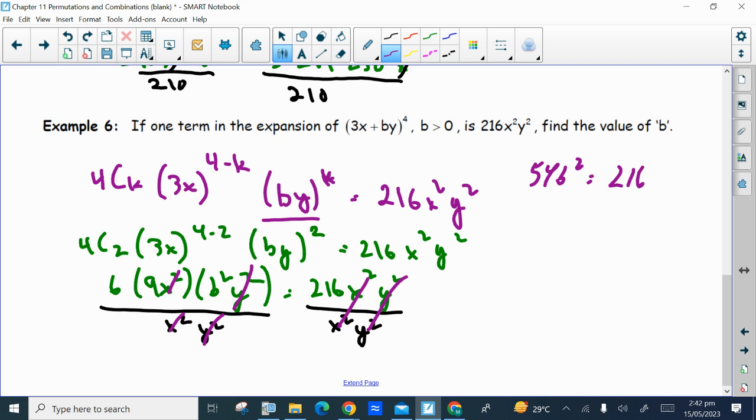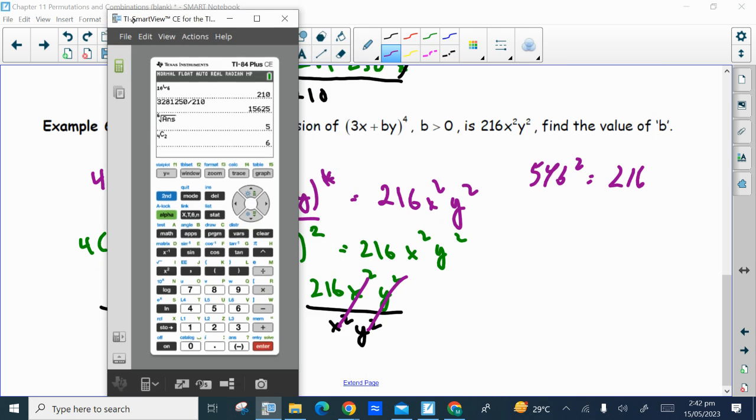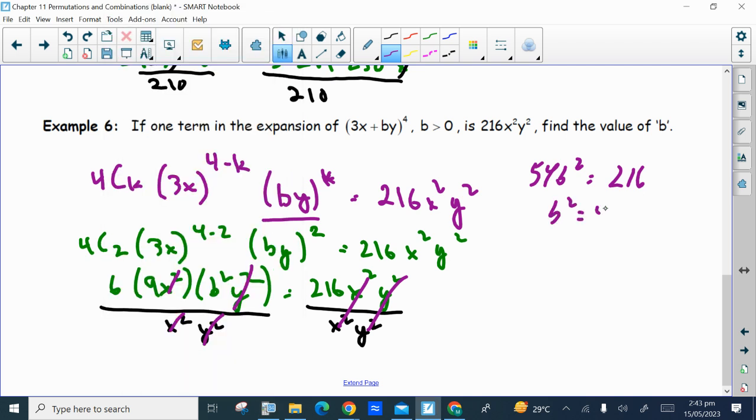Divide both sides by 54. b squared will equal 4. And normally when we're solving, taking the square root of both sides, we'll get 2 answers, a positive and a negative, but we're told that b has to be greater than 0, so only positive 2 works.